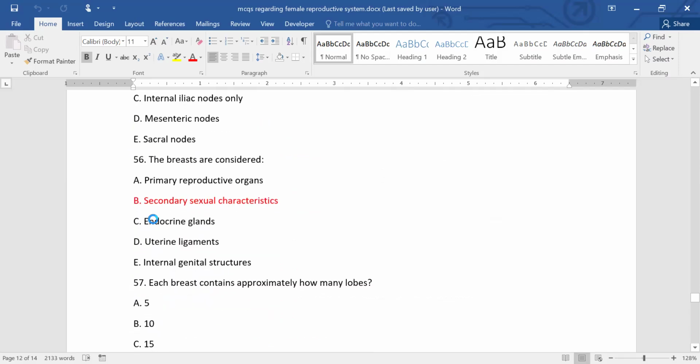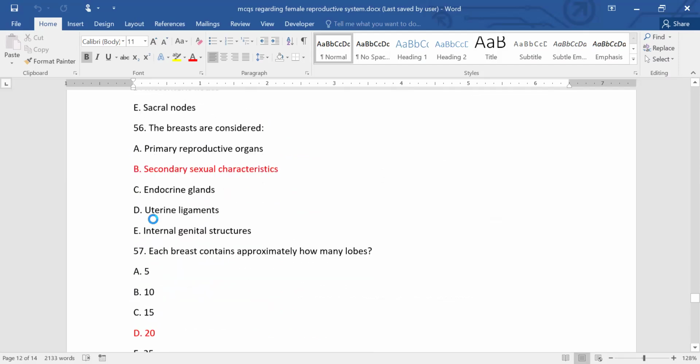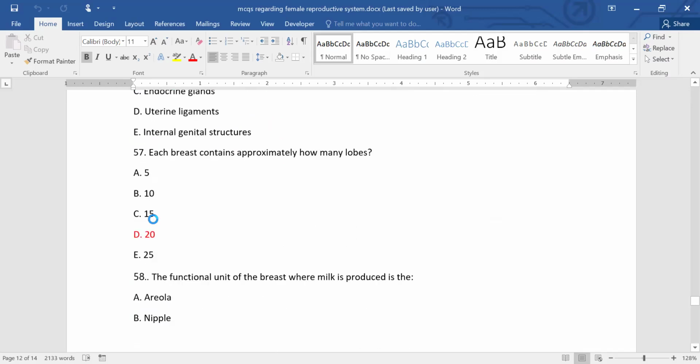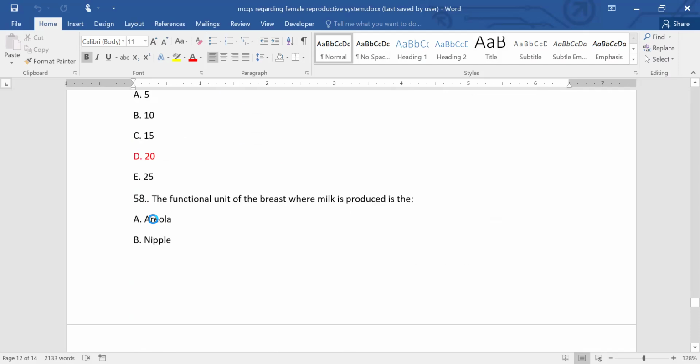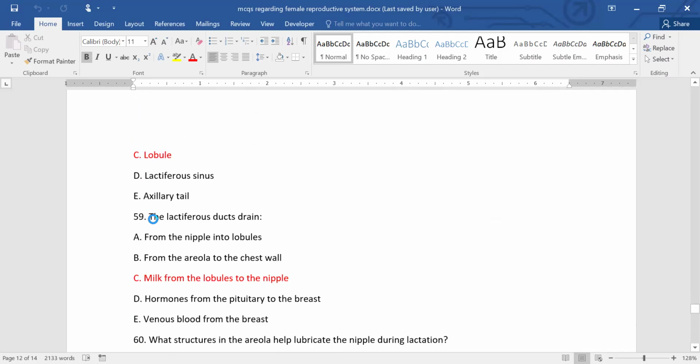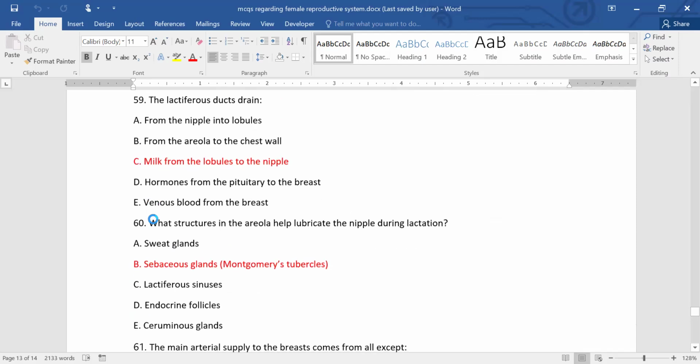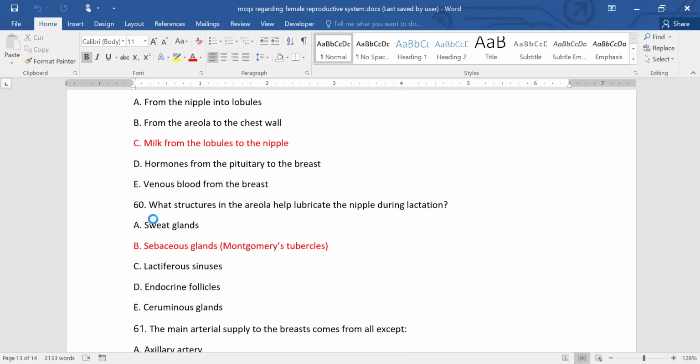Breasts are considered as secondary sexual characteristics. Each breast contains approximately how many lobes? 20 lobes. The functional unit of the breast where milk is produced is the lobule. The lactiferous ducts drain milk from the lobules to the nipple. What structures in the areola help lubricate the nipple during lactation? Sebaceous glands or Montgomery tubercles.